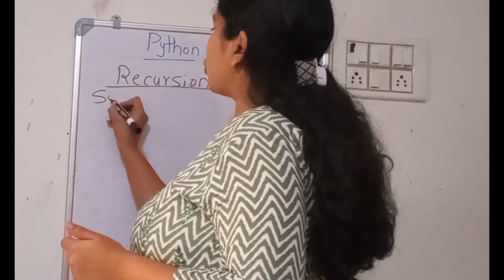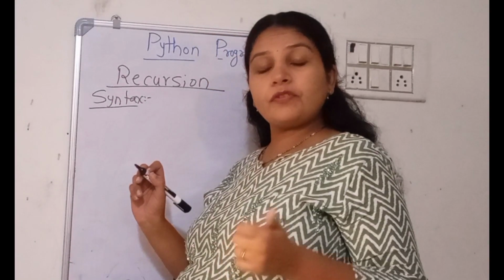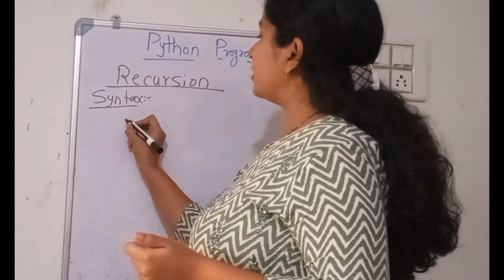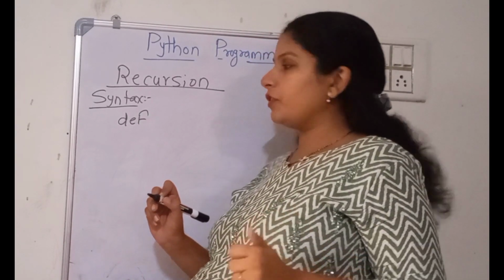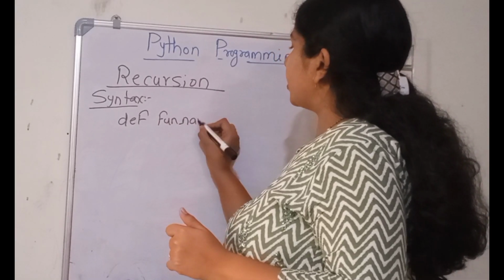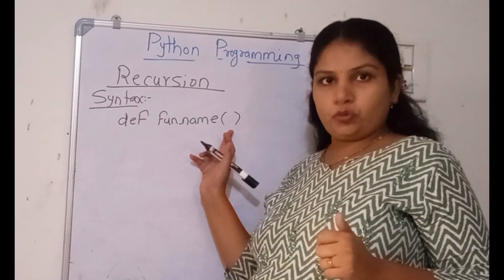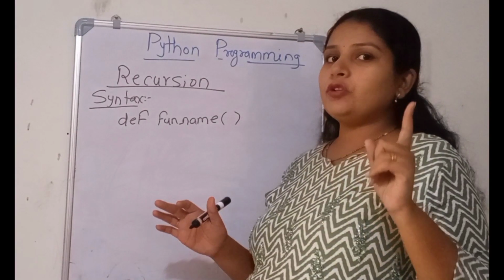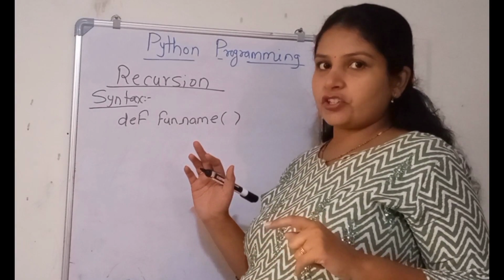Now what is the syntax of recursion? It is based on the function, so first we need to define the function. For defining the function, the syntax is the keyword def, for definition, right? You are defining the function. Then your function name, which is a user-defined name. Here you pass the parameter values. In the syntax I am not passing any parameter, but in an example you might need to pass some argument or parameter for the definition of the function.